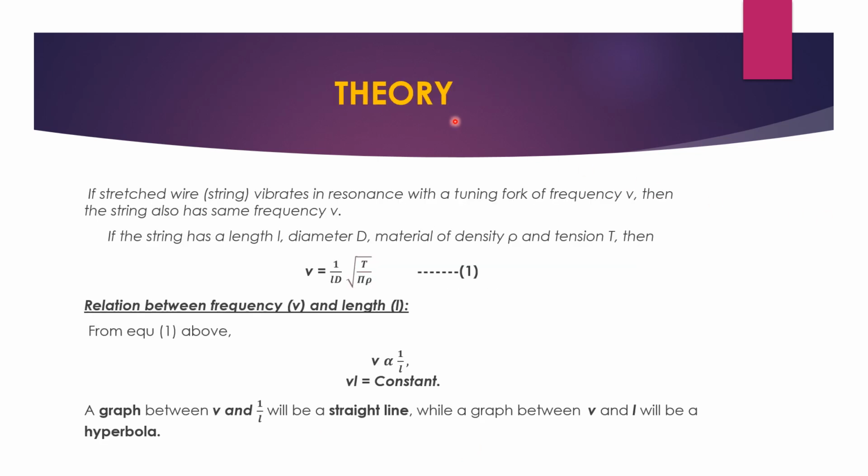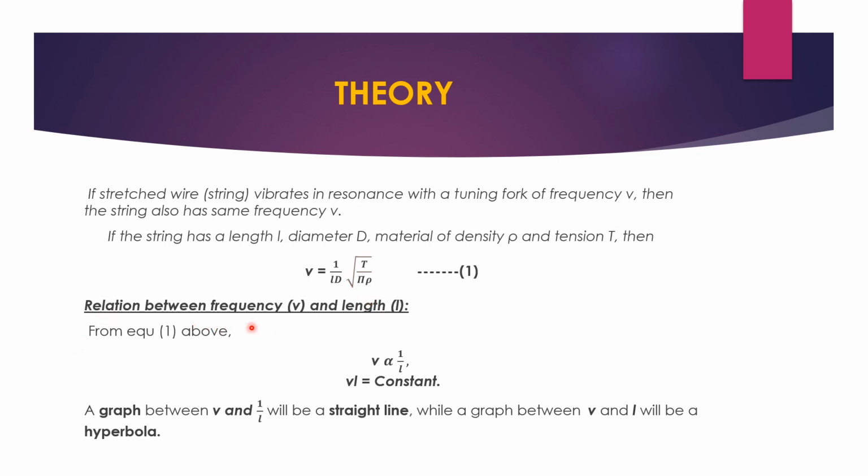Theory of the experiment: if the stretched wire or the string vibrates in resonance with a tuning fork of frequency nu, then the string also has the same frequency nu. If the string has a length L, diameter d, material of density ρ and tension T, then frequency nu is equal to 1 upon Ld square root of T upon pi into ρ.